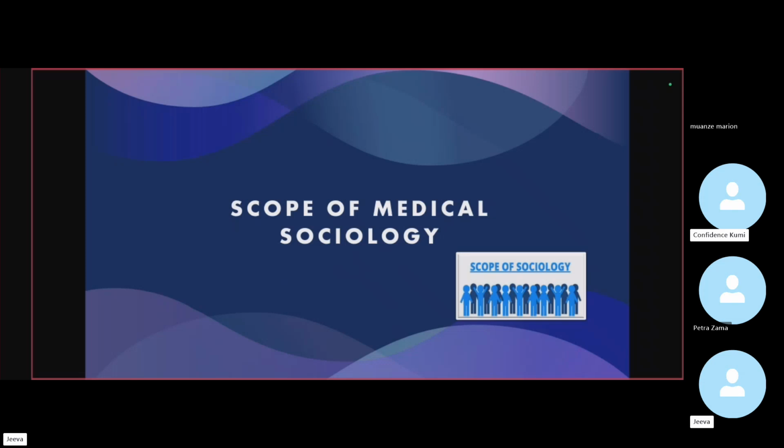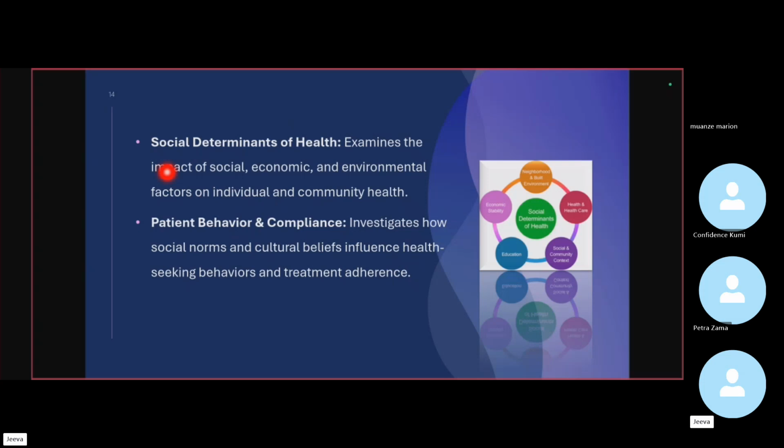Okay. So now we'll see where there is a scope for medical sociology, where medical sociology has a role in society. The first one, social determinants of health. There, medical sociology has a role.